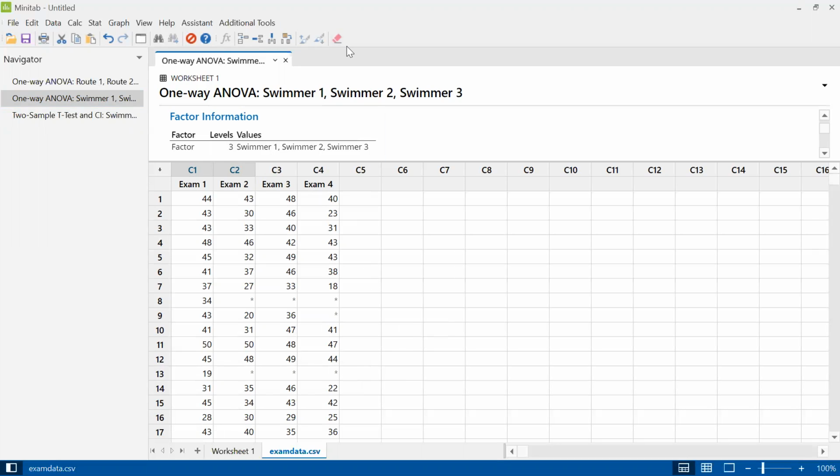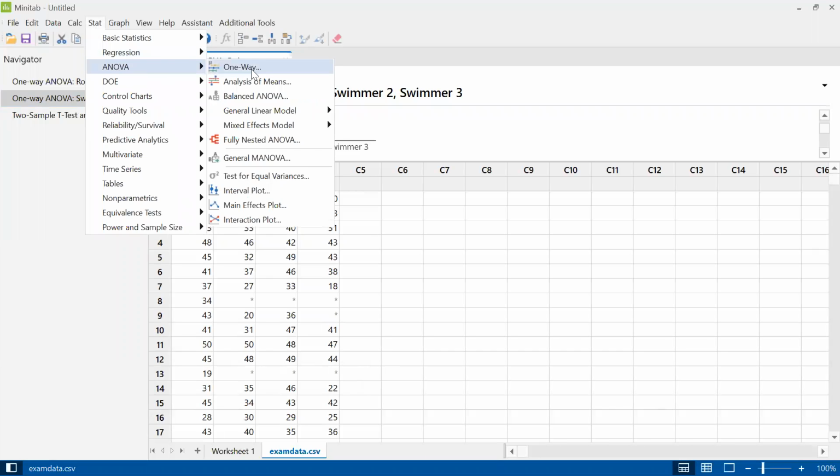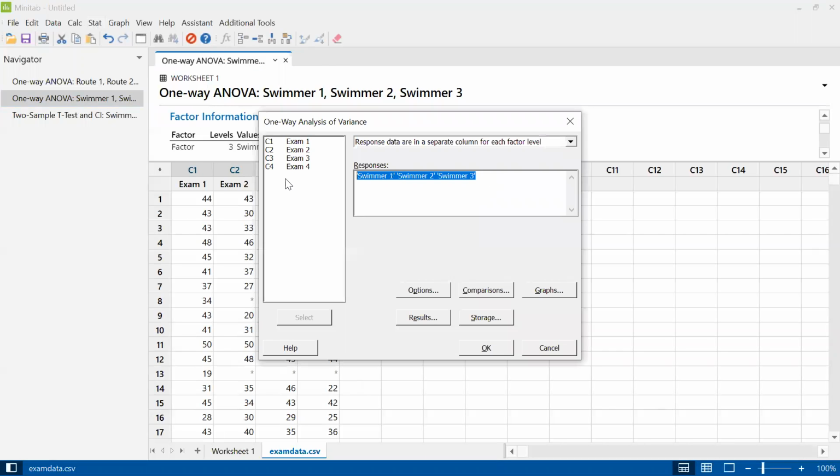Okay, so let's see what ANOVA looks like comparing all 4 exams, and we'll also get to see the graphs that go with them. So ANOVA, one way. We're comparing exam 1, exam 2, exam 3, and exam 4. I don't think you have to do these one at a time. I think you can highlight them all. Here, let me try that. Can I highlight them all and then hit select? Yeah, can move them all over at once.